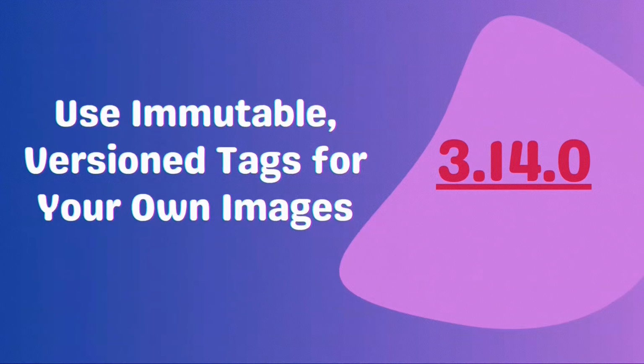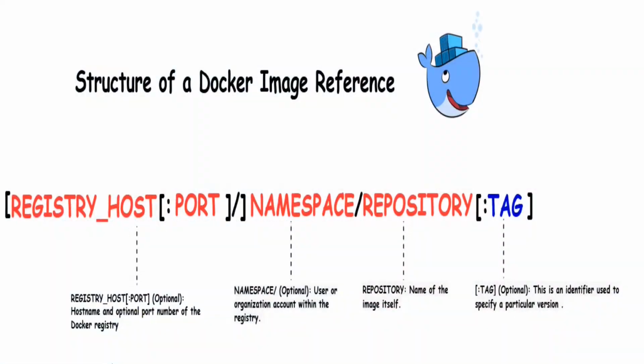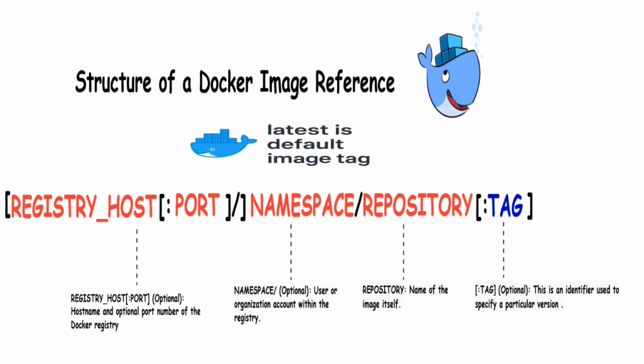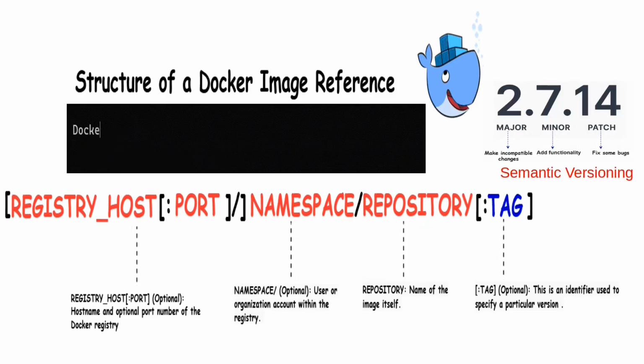Use immutable version tags for your own images. To ensure consistent behavior and predictable deployments across all environments, we should use immutable version tags for our own images instead of the mutable and ambiguous latest tag, which can reference a different image tomorrow than it does today. We address this by tagging our images with a specific immutable identifier, such as semantic versioning. This practice guarantees absolute reproducibility for our deployments and provides a clear rollback target if a new deployment fails.